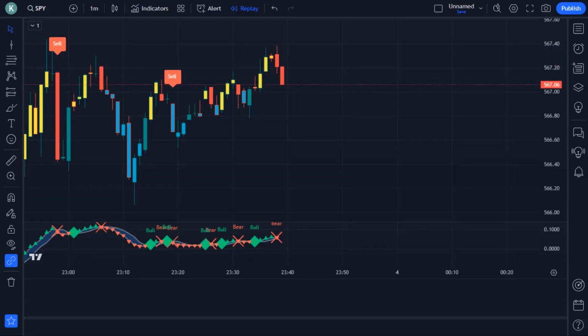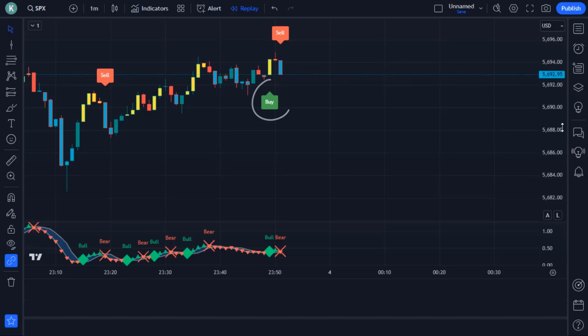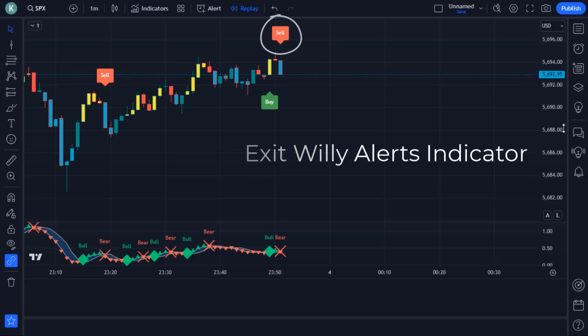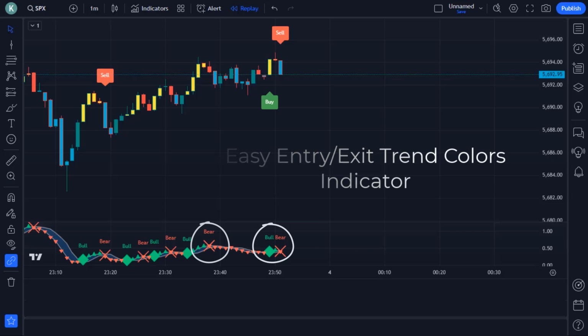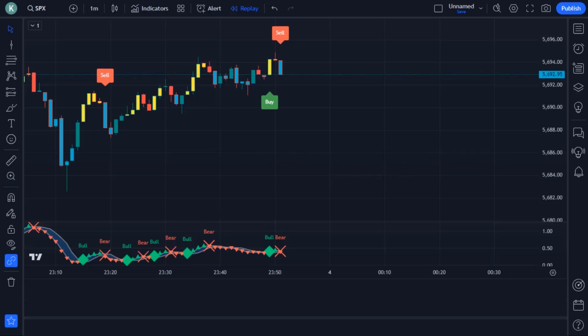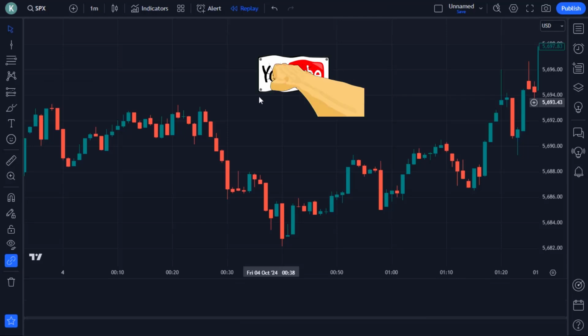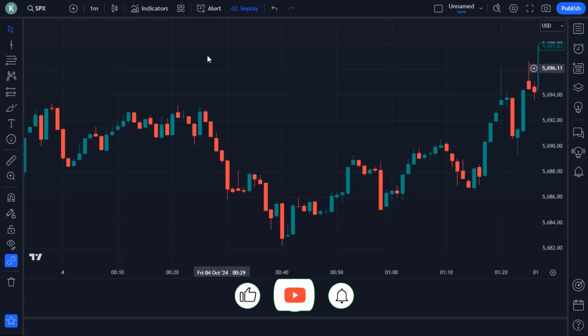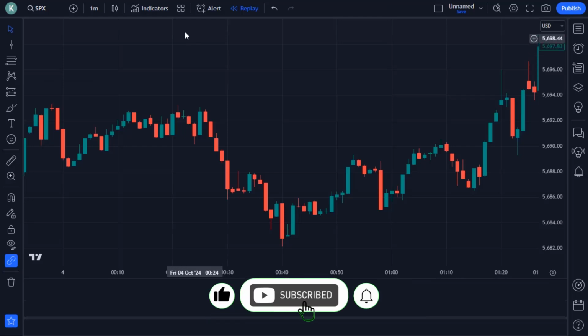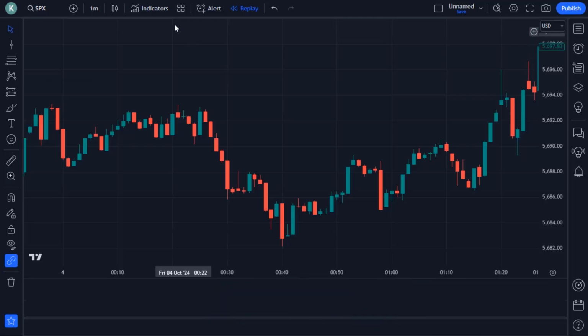First of all, let us know about trading tools. The buy and sell arrow indicator we see in the chart is called the exit Willy alerts indicator. The bull and bear angle indicator we see in the chart is called the easy entry/exit trend colors indicator. Now we tell you how we want to trade. Let's start the video. We open the SPY 1-minute chart. This strategy works well on the 1-minute time frame, as this strategy is unique as no one has ever told you about it before. Let us know and understand the trading setup.